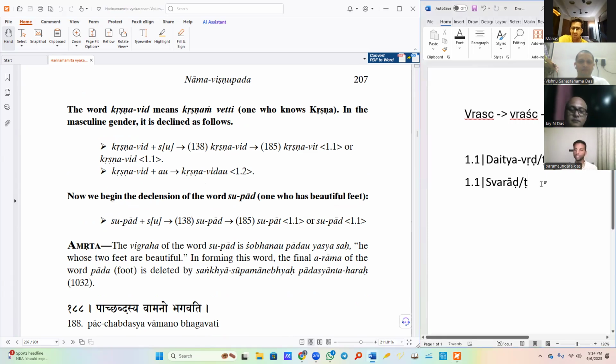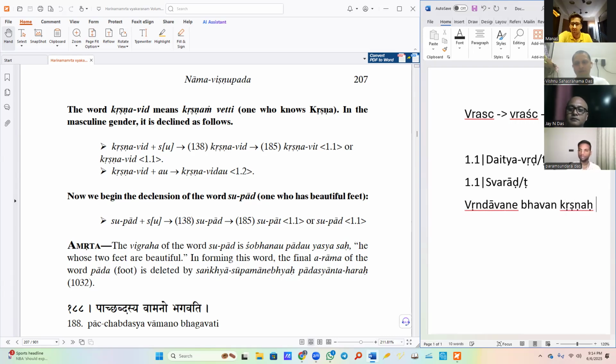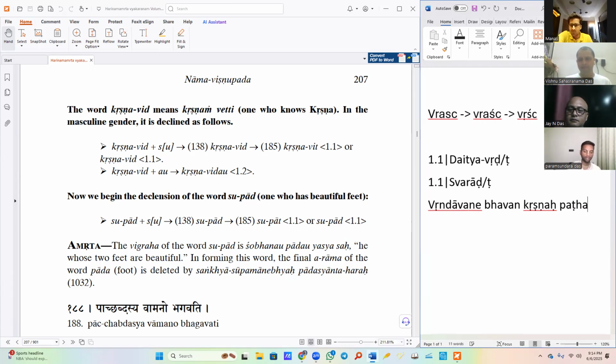Let me tell you a usage. Vrindavane Bhavan Krishna, let's say Patati, something like that. Which means Krishna is studying, being in Vrindavan. So being in Vrindavan, Krishna is studying, or Krishna is studying being in Vrindavan. It's like existence or presence or being. And Bhavan is different.